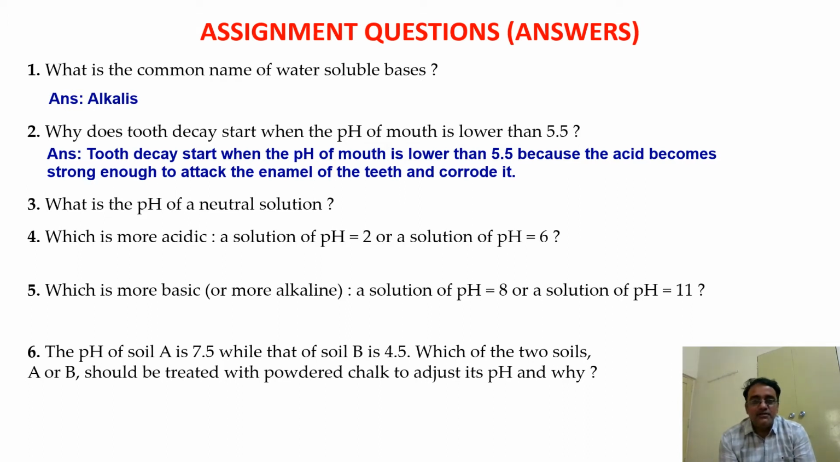Okay. Now, what is the pH of a neutral solution? It is 7. Which is more acidic? A solution of pH equals 2 or a solution of pH equals 6. So just now I told you that the lower the value of pH, the stronger the acid. So definitely the solution of pH equals 2 is more acidic.